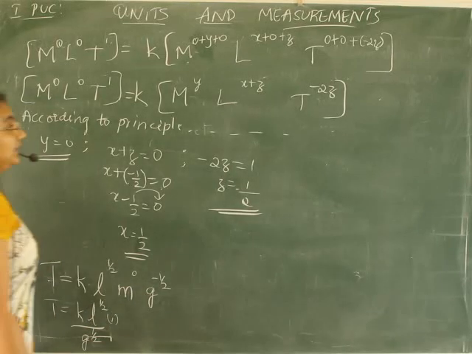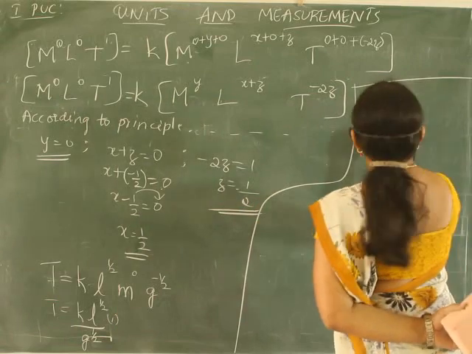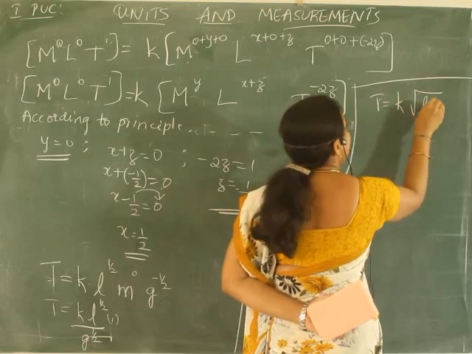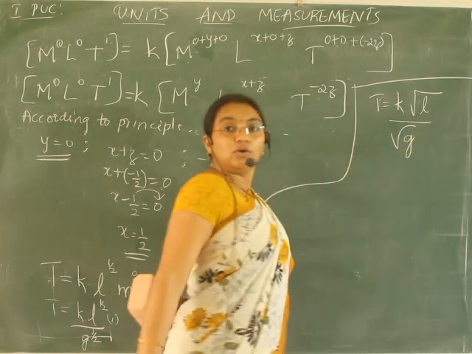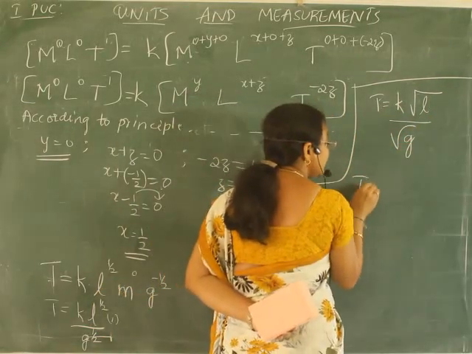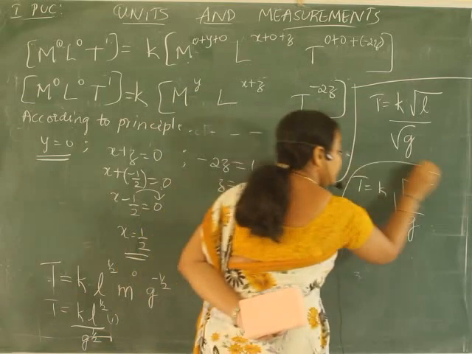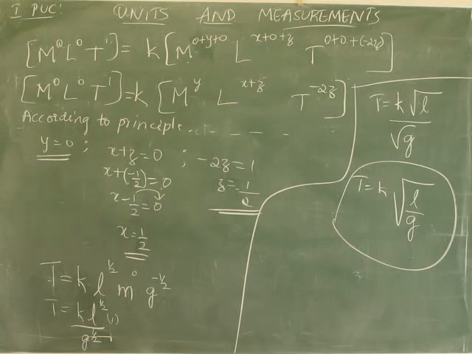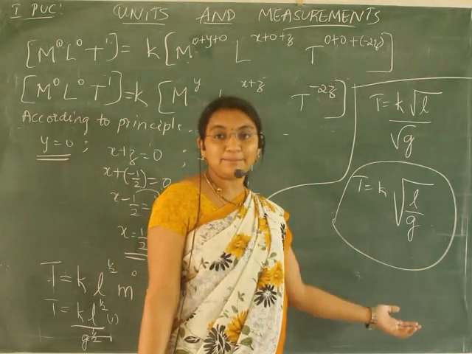Correct? Next step, shall I write it over here? You can understand, right? So can I write T is equal to k root L, since L to the power half means root L, divided by root g, or else T is equal to k root of L by g? Is this the formula which you have used in your high school for calculating the time period? Do you remember? Yes, this is the formula you used for the time period of the simple pendulum. So we have found the expression for the time period of the simple pendulum.